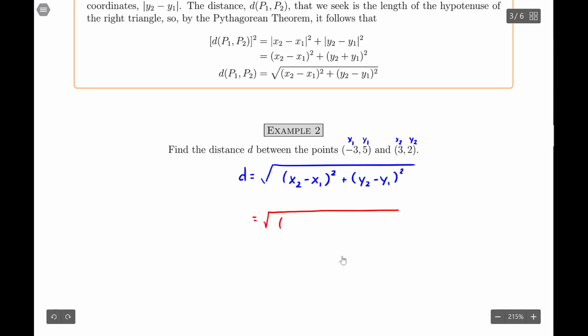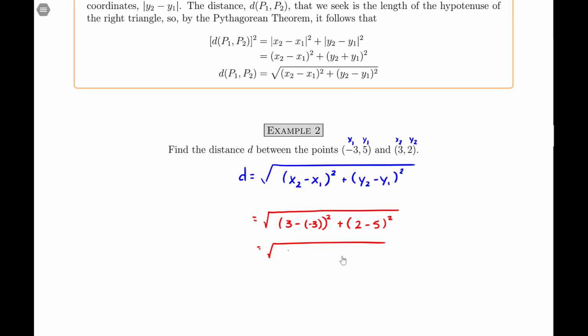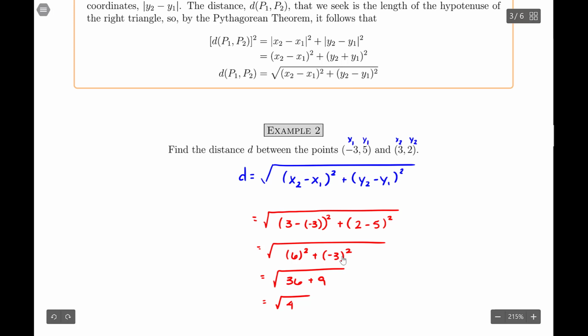our x sub 2 value is 3. Our x sub 1 value is negative 3. And then when we do it for the y values, we have 2 minus 5. And we simplify. So we have 3 minus negative 3, which is the same as 3 plus 3. So we have 6 squared plus negative 3 squared. And then when we square everything, 6 squared is 36. Negative 3 squared is 9. And this is going to be equal to the square root of 45.